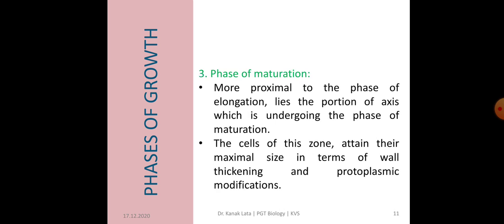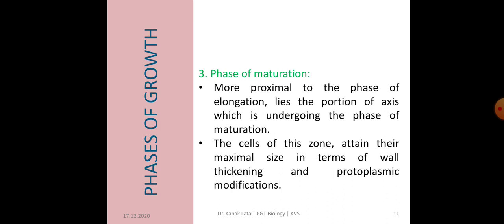Now the last phase of growth is the phase of maturation. The region of maturation is more proximal to the phase of elongation, and the cells of this zone attain their maximal size in terms of wall thickening as well as protoplasmic modifications. Thus, in this phase, cells differentiate. For example, the meristematic cells of leaf epidermis differentiate to form guard cells, trichomes, glands or epidermal cells.